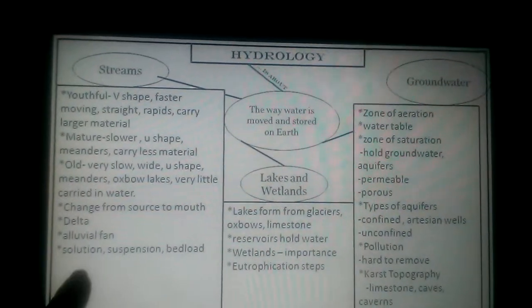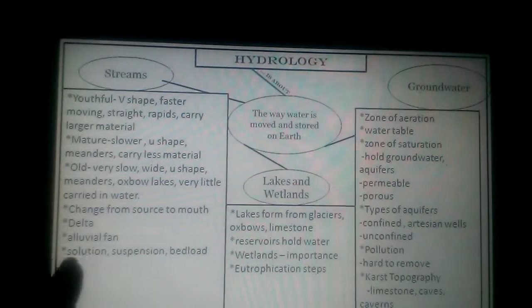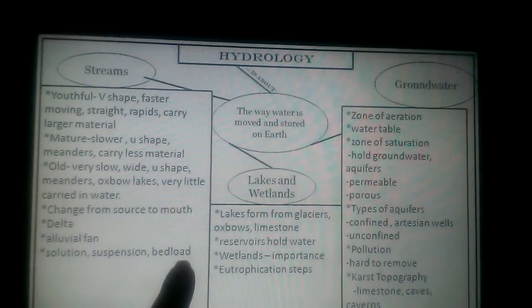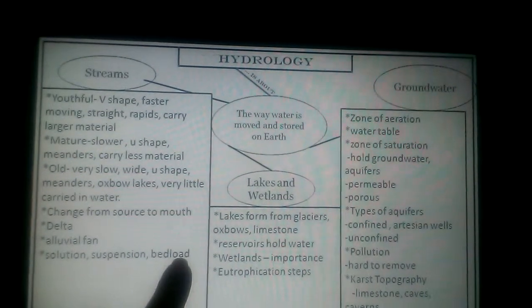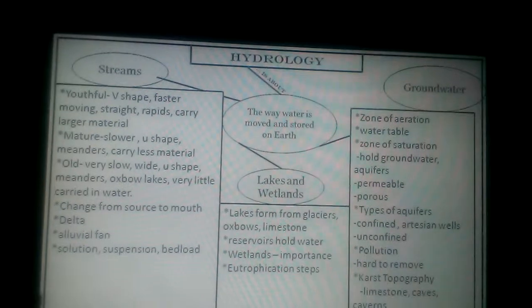And don't forget the different ways things are carried. You have solution, suspension, and bed load. Solution is dissolved, suspension held up, bed load is rolled. So bed load requires the fastest moving water, and then as you slow down, you'd slow to suspension and solution.